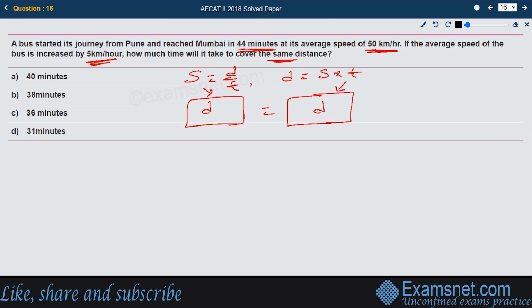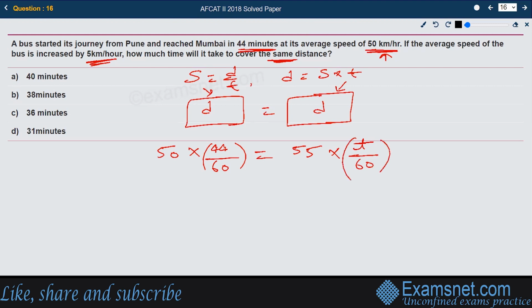The first side says 50 km per hour speed and 44 minutes taken. So distance is going to be speed into time: 50 kilometer per hour into 44 minutes. Let me write it as 44 by 60, because I am converting the minutes into hours since the speed has been taken in kilometer per hour. This is the distance on the left hand side, equal to the increased speed: earlier the speed was 50, now it becomes 55, increased by 5, into the time, which he's asking for. Let's say t time will be taken, so t by 60 again. This is my equation in which I can solve for t, and that will be the time required.